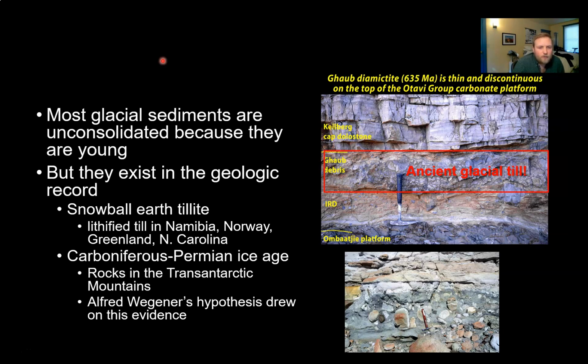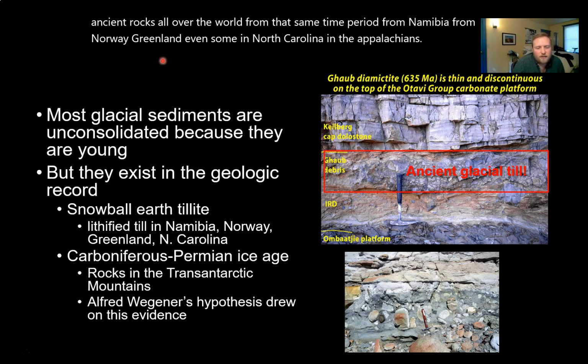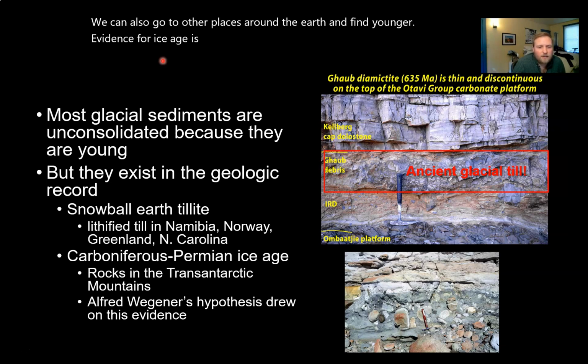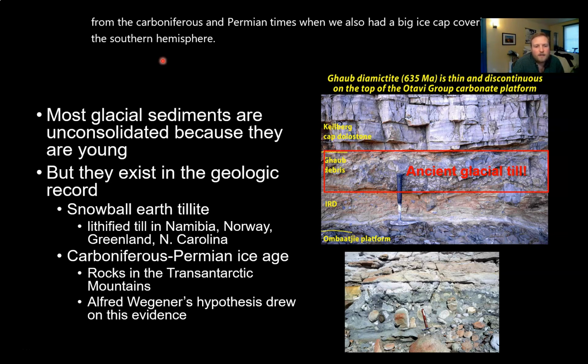So we can also go to other places around the Earth and find younger evidence for ice ages, right? These are rocks in the Transantarctic Mountains from the Carboniferous and Permian times, when we also had a big ice cap covering the southern hemisphere. And remember that the discovery of these glacial rocks was one of the key observations that Alfred Wegener used to propose continental drift.